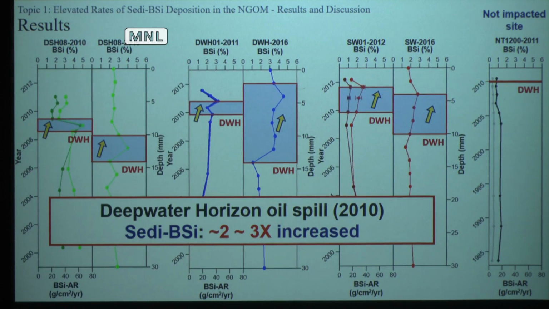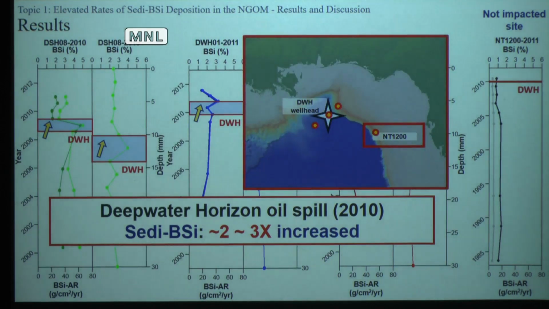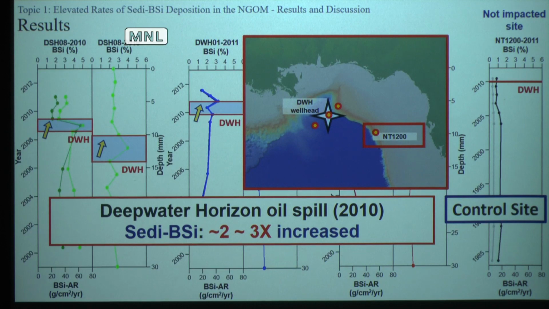Sedimentary biogenic silica increased 2 to 3 times in the Deepwater Horizon oil spill influenced layer in the cores from DSH-08, DWH-01, and SW-01. But NT1200 doesn't show meaningful variation before and after the Deepwater Horizon oil spill. This is because the NT1200 site is located relatively far away from the wellhead, so I used the NT1200 site as a control site in this study.